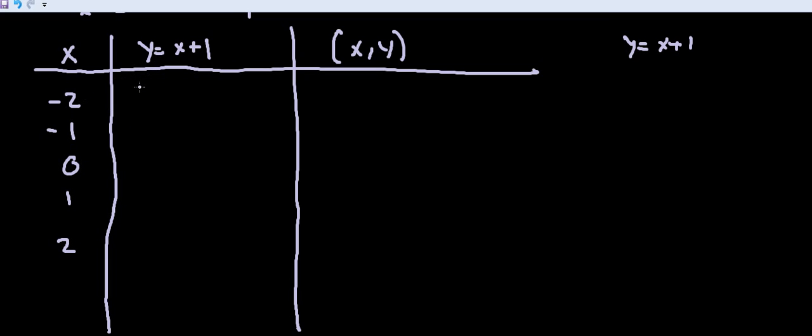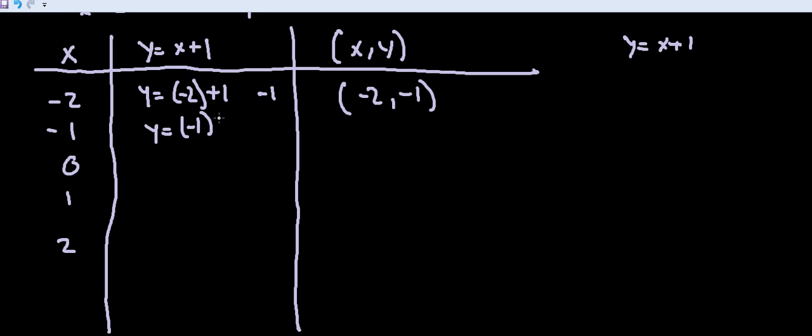If we put minus 2 in, y is equal to minus 2 plus 1, so y is going to be equal to minus 1. So that leaves our solution pair as minus 2, minus 1. If we put in minus 1, y is equal to minus 1 plus 1, which is 0. So we get minus 1, 0.